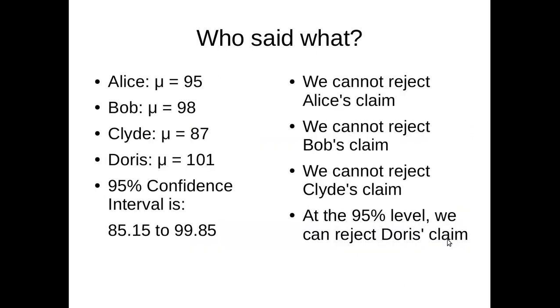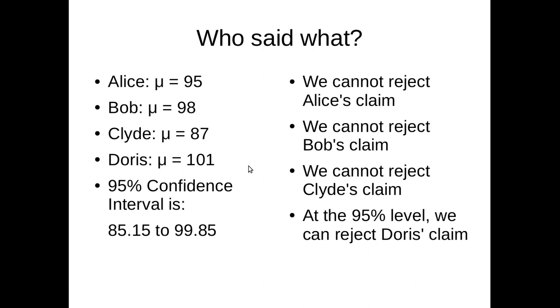Okay, so it looks like we cannot reject A, B, or C, but we can reject Doris. Doris is not inside the confidence interval. So we can reject Doris's claim at the 95% level. We could still be wrong, but we're more likely to say, look, we can't reject these guys, but we can tell Doris, you're probably not right.